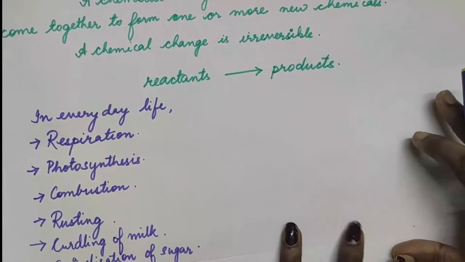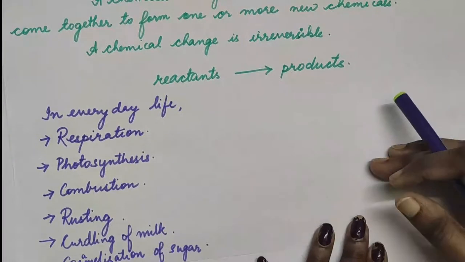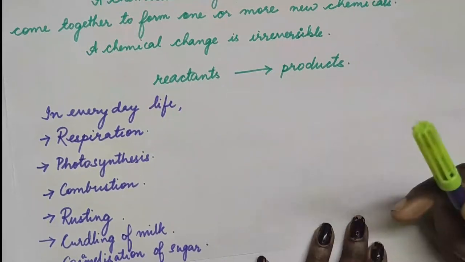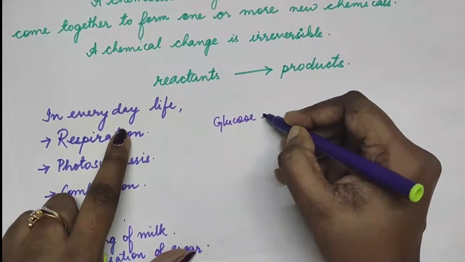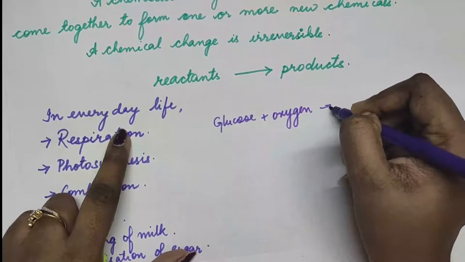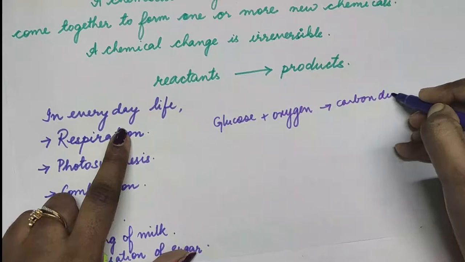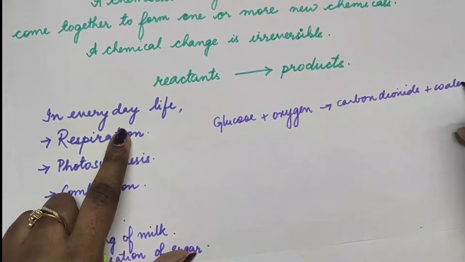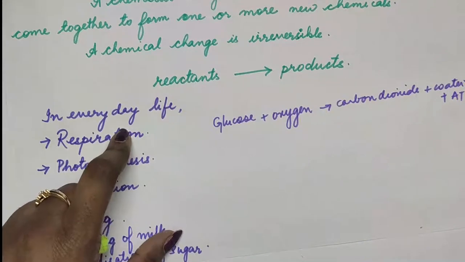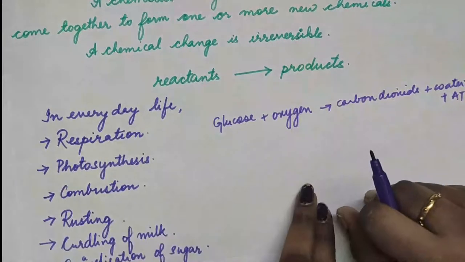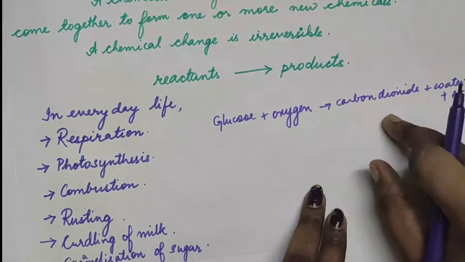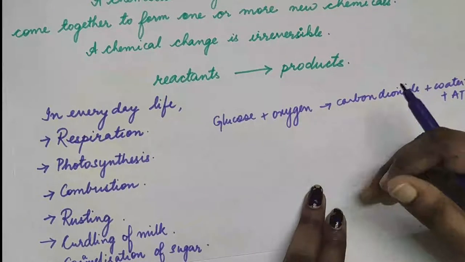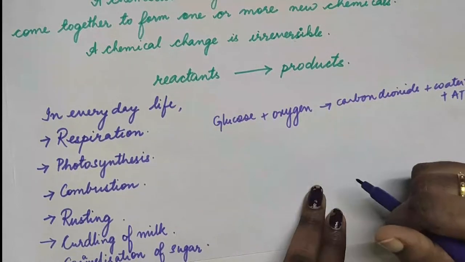Like respiration. You know that the process of respiration which takes place in the human body involves the presence of oxygen. If we write the equation, the food that we eat contains glucose, plus the oxygen that we take from the environment, breaks into carbon dioxide and water vapor plus a lot of energy to help us do our work. In this process, when we are taking in oxygen and the glucose is broken down into carbon dioxide, water vapor and energy, it is a chemical process because that cannot be returned back to the food that we had consumed.